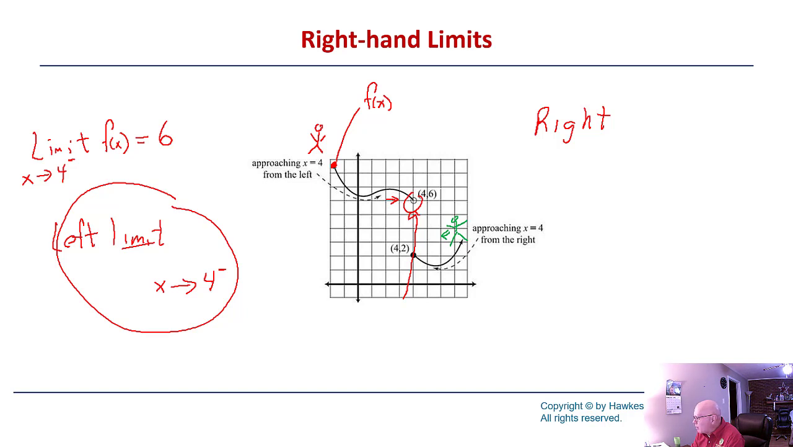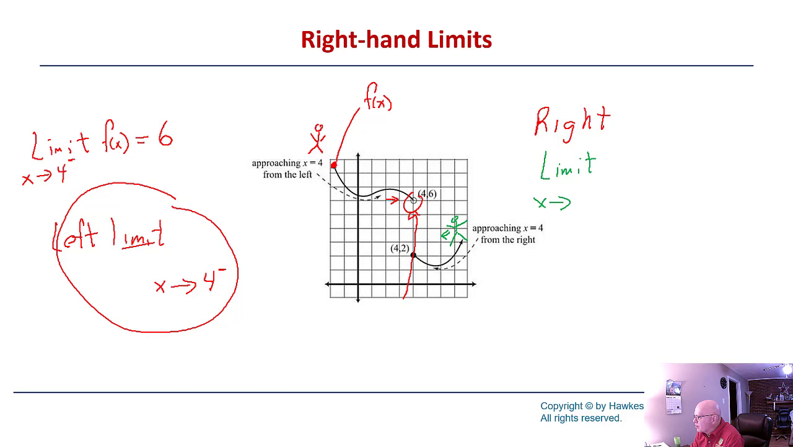And we're always talking about the y values. But when I get past this point right here, the y values start getting bigger. And as I get very, very close to x being equal to 4 from the right side, the value of y gets extremely close to 2. So you can write that as the limit.